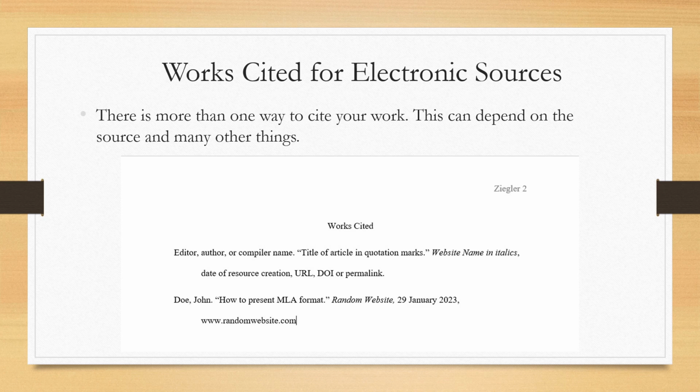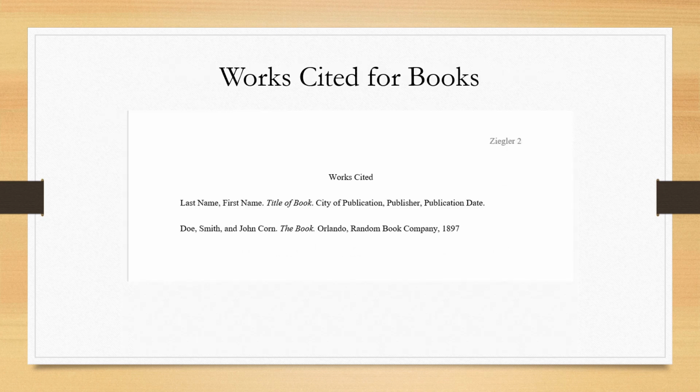The two of the most common sources cited include electronic and book sources. The basic guidelines for citing an electronic source are shown as follows. First, list editor, author, or compiler's name of the source followed by a period. Then list the title of the article in quotation marks while also including a period. Next, list the website in italics, followed by a comma. List the resource data followed by a comma, and then lastly, list the URL, DOI, or permalink. Depending on the source, the way you cite things will change.